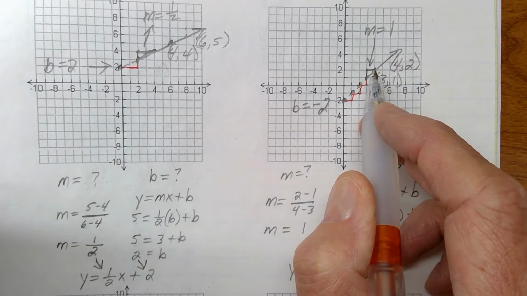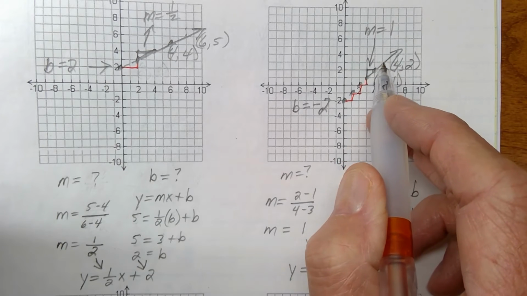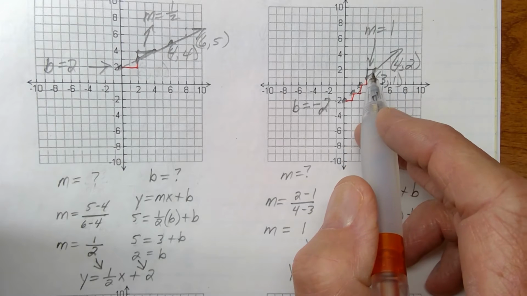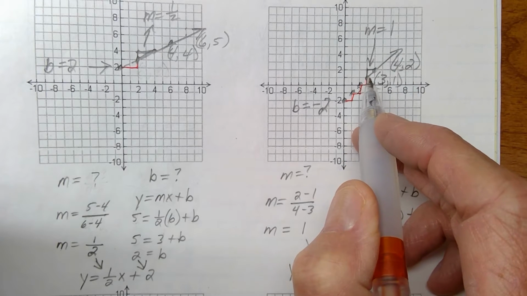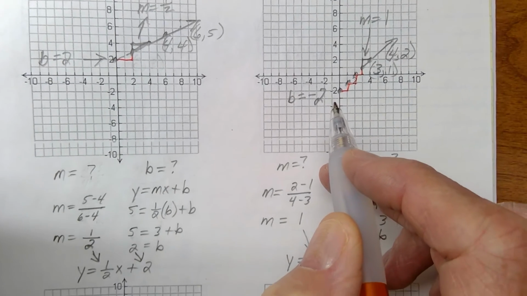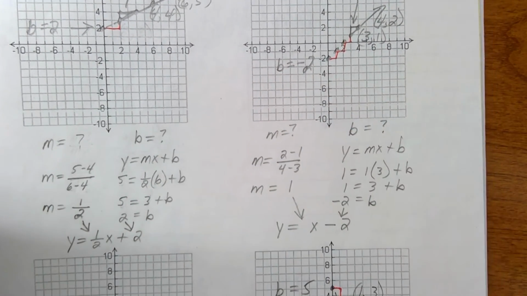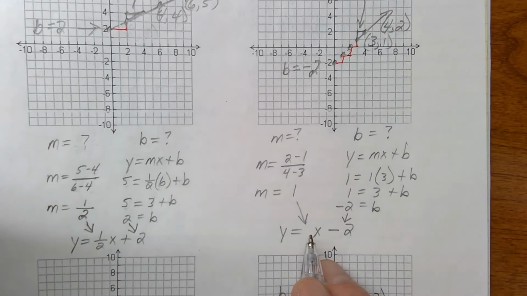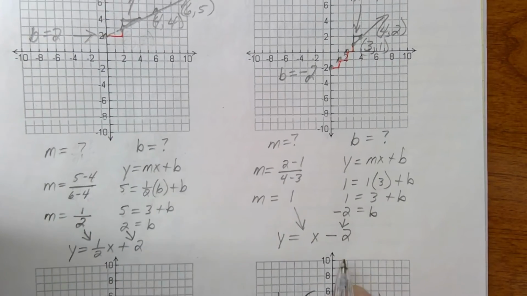Now I can go up 1, right 1, up 1, right 1, but that's moving away from the y-axis. So let's throw it in reverse here and go down 1, left 1, down 1, left 1, down 1, left 1. It's going to be a y-intercept of -2. So my equation is going to be y equals 1x minus 2.